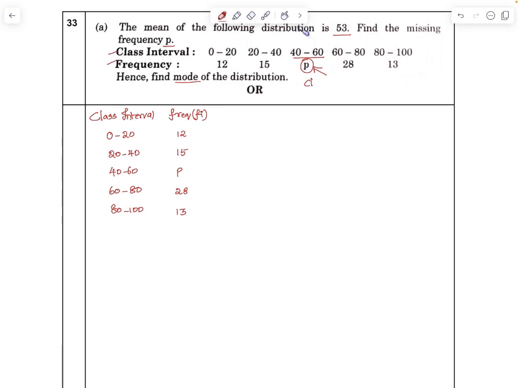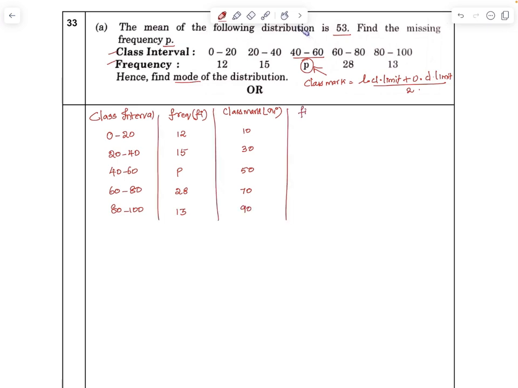The formula to get the class mark is lower class limit plus upper class limit upon 2. So the class mark column becomes 0 plus 20 upon 2, which is 10, 20 plus 40 upon 2, which is 30, 40 plus 60 upon 2, which is 50, 60 plus 80 upon 2, which is 70, and 80 plus 100 upon 2, which is 90.